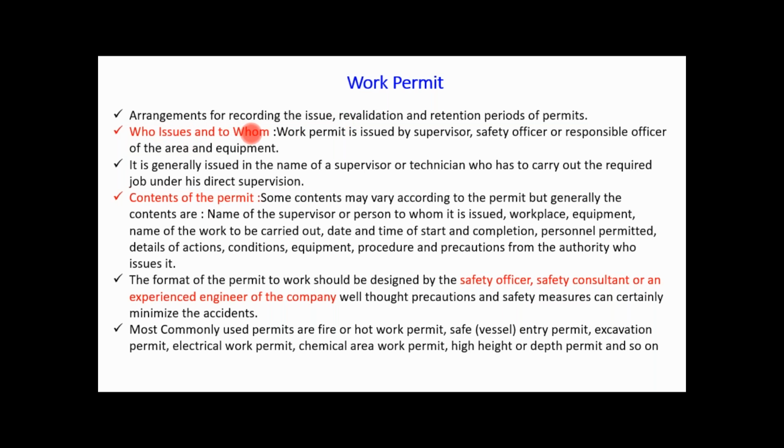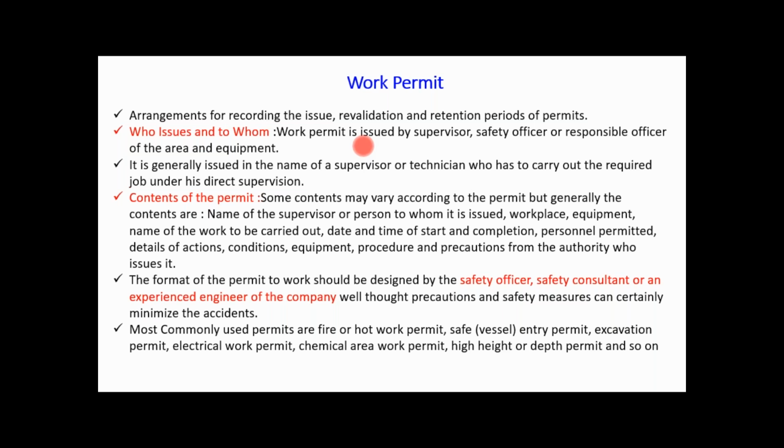We have already discussed that management is going to decide who is the responsible person to issue that work permit system. That may be a supervisor, a safety officer, or a responsible officer of the area and that equipment. Some persons are experts in that particular area, some persons are experts only in that particular equipment. Suppose a person has 20 or more than 20 years of experience in boiler operations only, so while giving permission for the work permit, that person who has experience in boiler operations is a responsible person to issue that work permit.